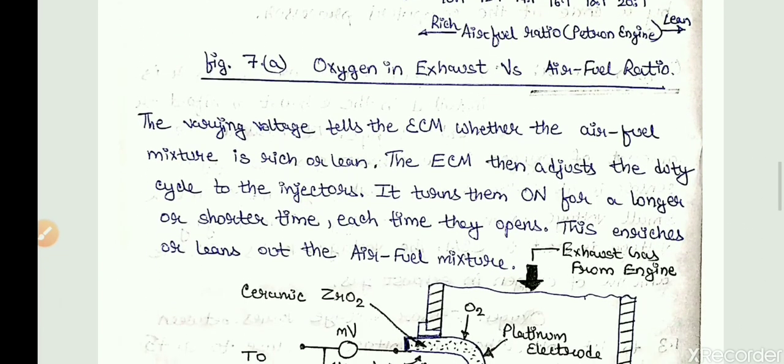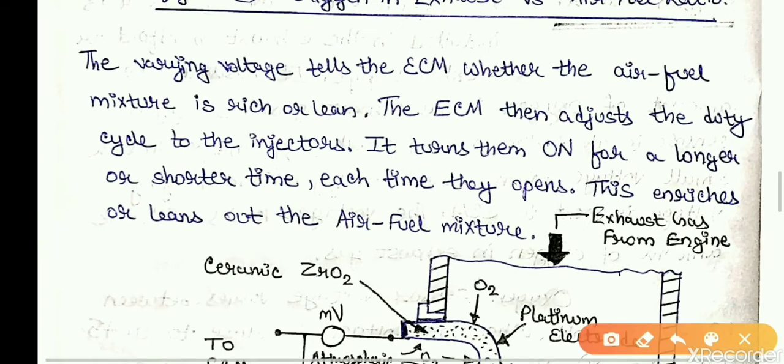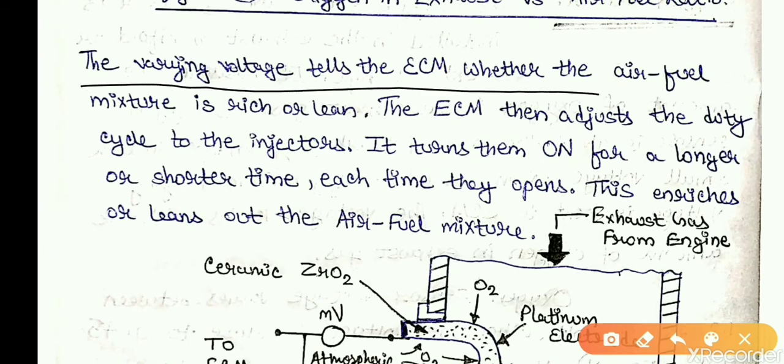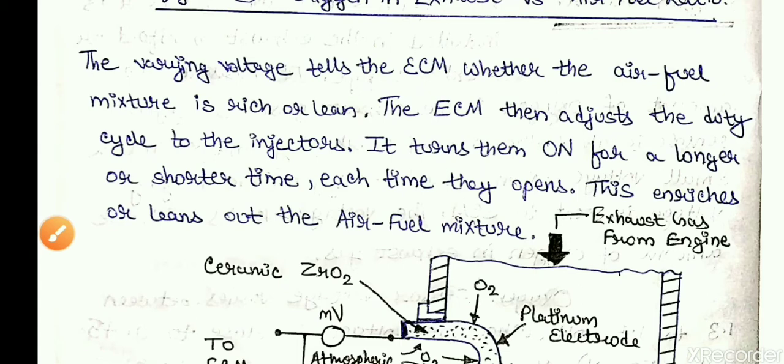Now see what it says: the varying voltage tells the ECM, or the engine control module, whether the air-fuel mixture is rich or lean. The ECM then adjusts the duty cycle to the injector. So how the ECM responds is that it sends feedback to the fuel injectors, from where the fuel enters and combines with the air before entering the combustion chamber for combustion. So the ECM is signaling the injectors to regulate the fuel delivery.